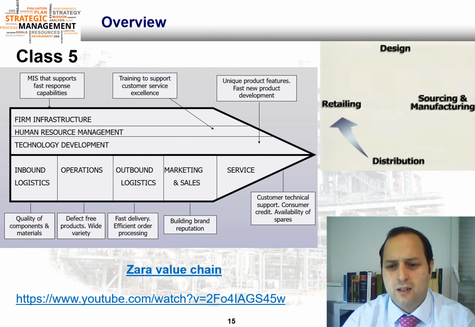Here you can see an image of the Zara value chain, which is divided into design, sourcing and manufacturing, distribution, and retailing.